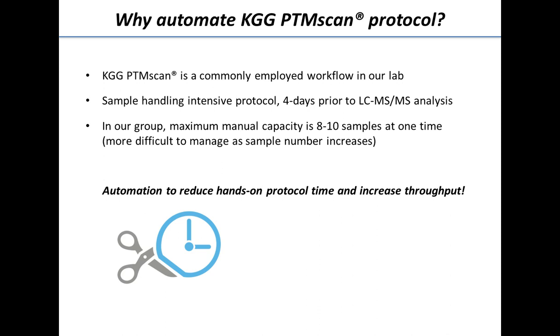Thanks, Don. So as Don has shown you, KGG PTM Scan is a commonly employed workflow in our lab, which we've applied to numerous projects. It's a sample handling intensive protocol that takes 4 days of sample prep before we can inject that sample onto the mass spectrometer. And in our group, the maximum manual capacity is currently 8 to 10 samples at any one time in order to maintain reproducibility. And as we are looking toward multiplexing, automation is really something that's going to help us increase throughput and reduce the amount of hands-on time.